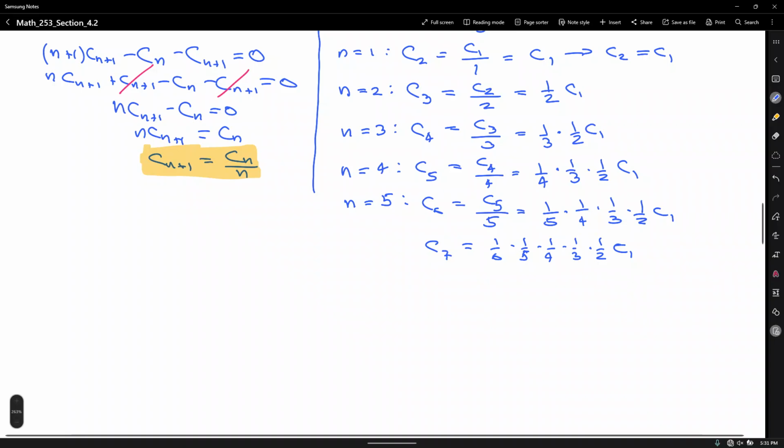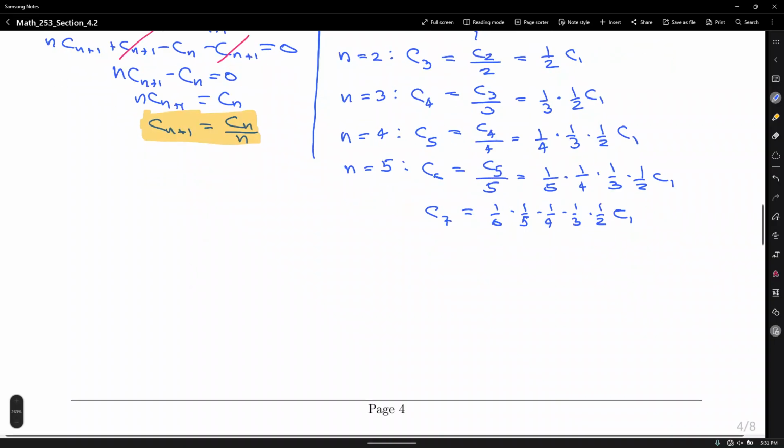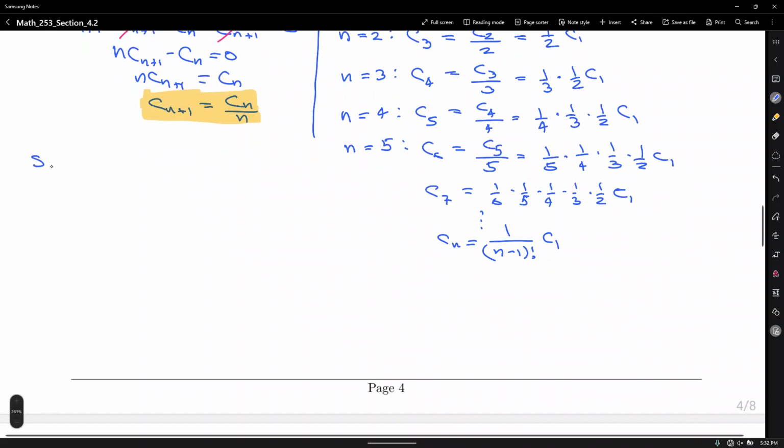So inductively, we could say c sub n equals 1 over (n minus 1) factorial times c sub 1. Okay, so that is going to be our c sub 1. So guys, we may go back to the proposed solution. Remember, y equals sigma n equals 0 to infinity of c sub n x to the n. Okay, let's go back to that.